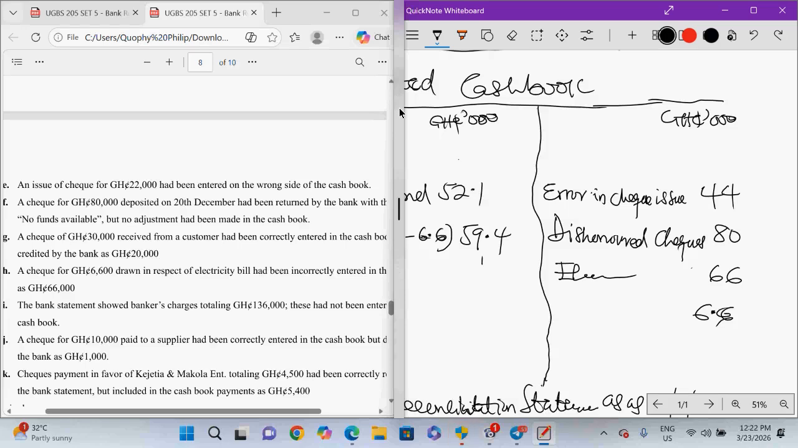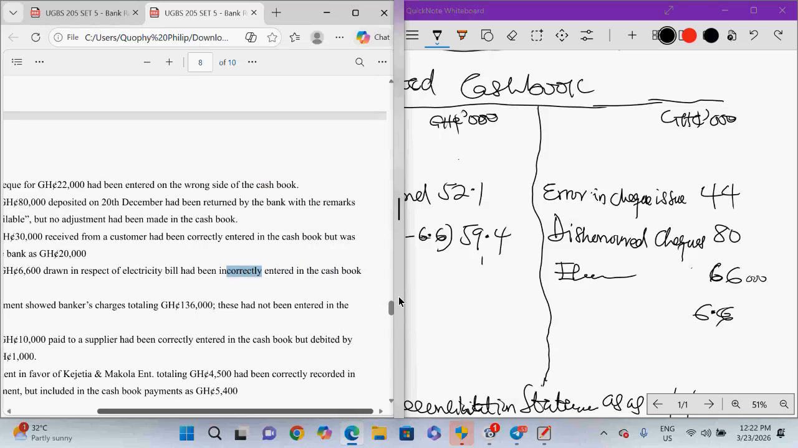Sir, please, why not the 6.6 at the credit side rather? Oh, that is what they are supposed to do. A check of 6,600 drawn in respect to electricity had been incorrectly entered as what? So this is what they did. They entered 66,000. Do you get it?